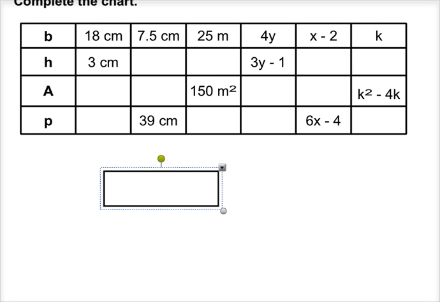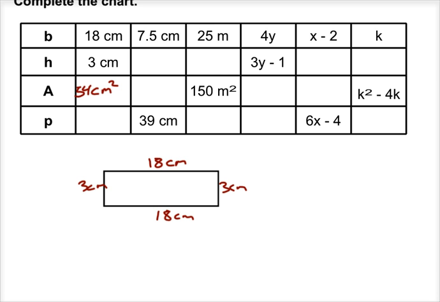The first one is telling me that the base is 18 and the height is 3, and this is in centimeters. I know the area is base times height, so 18 times 3 gives me 54, and centimeter times centimeter is centimeter squared. The perimeter, I need to add up all the sides. Well, I notice that the top and the bottom are the same. The right and the left are the same. So I need to add up all 4 of these.